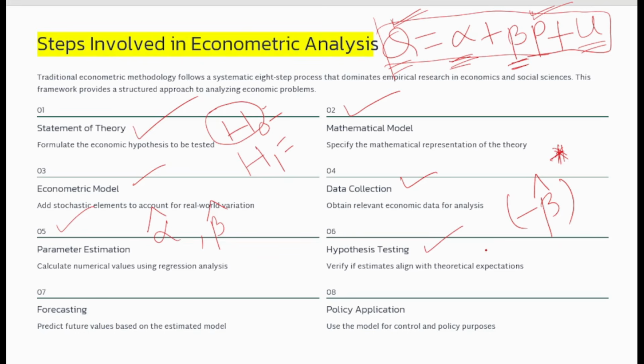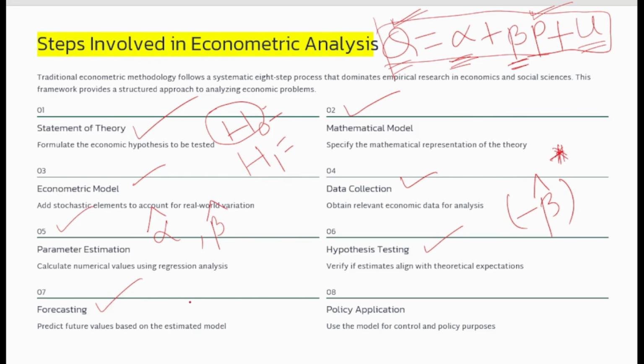If it is rejected, then the alternative hypothesis, which says that price has a negative and significant impact upon the quantity demanded, will be accepted, and accordingly we can test the hypothesis. Then the seventh step is, after we estimate the alpha hat and beta hat, we can make the forecasting of the future values based on the estimated model.